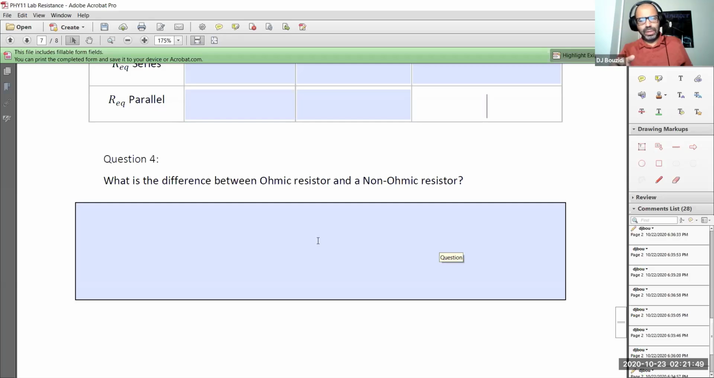In an actual lab, that is not exactly true. If you wait for a long time, it's going to heat, and it's not going to be actually a line. It's going to start to behave not as a line. So that is the difference between them. The difference between an ohmic resistor and a non-ohmic resistor is that an ohmic resistor obeys Ohm's law. In a sense, it's a linear relationship. Does this make sense to you guys?